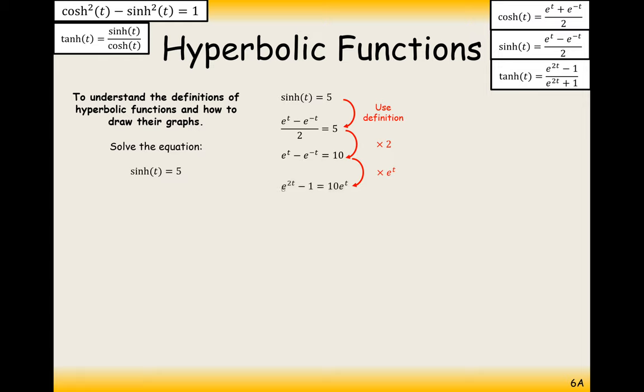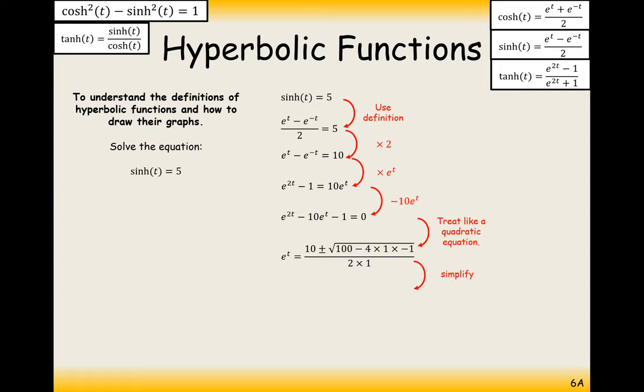The first term will become e to the 2t. e to the t times e to the minus t, you add the powers and you'll get e to the 0, that's 1, and then 10 e to the t on the right-hand side. Move 10 e to the t to the other side, and now you've got what looks like a quadratic equation. So let's go ahead and solve that quadratic equation using the quadratic formula, minus b plus or minus the square root of b squared minus 4ac over 2a, and you get something that simplifies to e to the t equals 5 plus or minus the square root of 26, and then invert the exponential, so you'll have to take a log at that point.